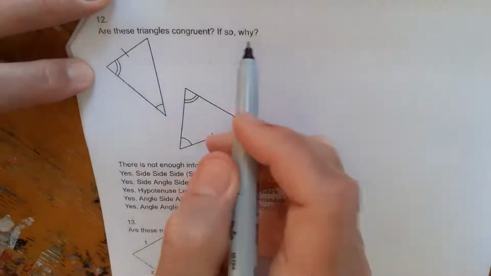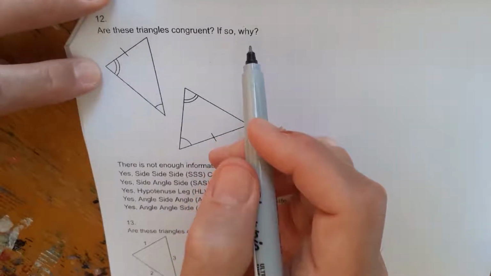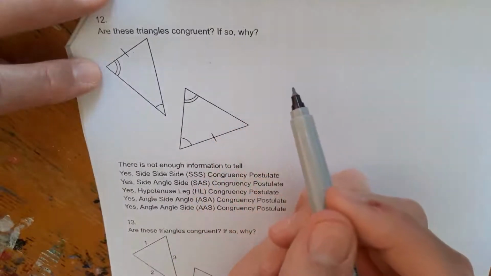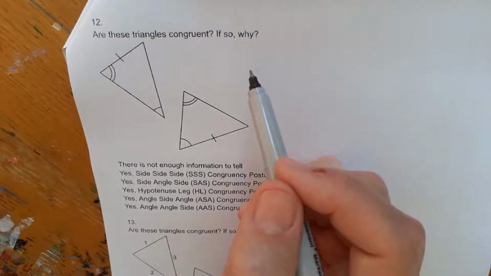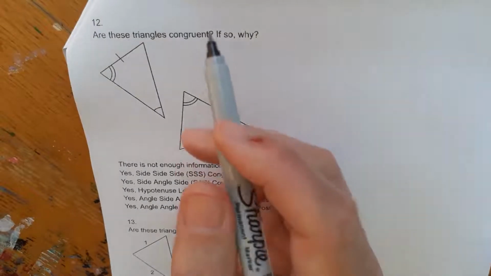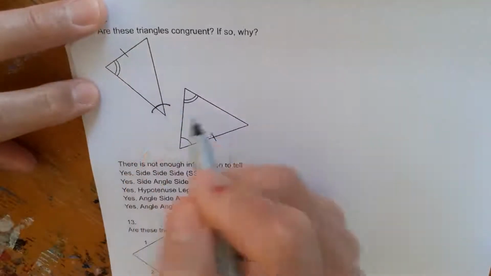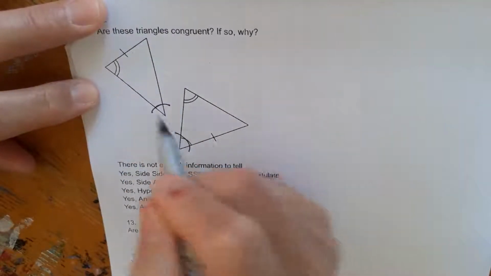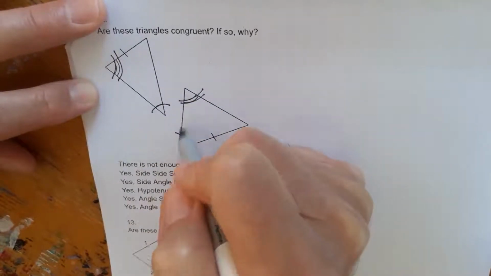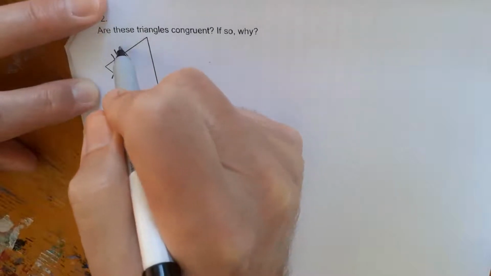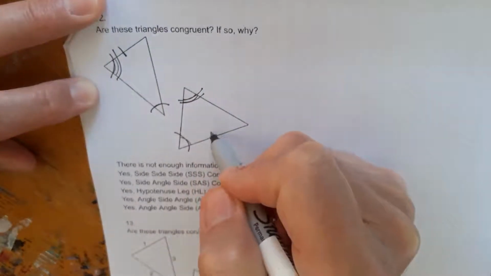Are these triangles congruent? If so, why? So, this one's a little bit troubling. Let's look a little bit closely at this. We have an angle the same here. This angle is the same as this one. Then let's next go look at this angle. This angle is the same as this one. So we have an angle equal and then an angle equal. But this one says this side is equal to this side.